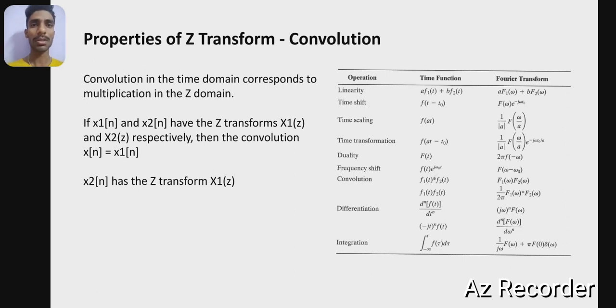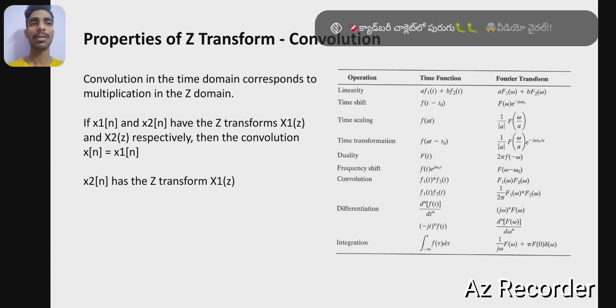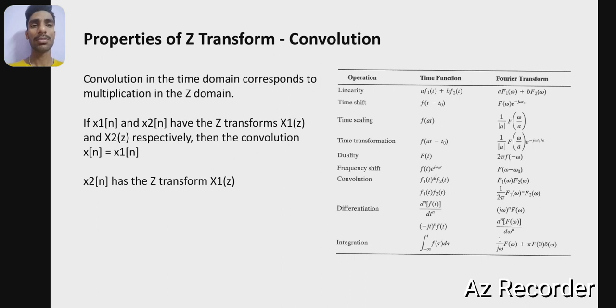Properties of the Z transform: convolution. Convolution in the time domain corresponds to multiplication in the z domain. If x1[n] and x2[n] have the Z transforms X1(z) and X2(z) respectively, then the convolution x[n] equal to x1[n] convolved with x2[n] has the Z transform X1(z) times X2(z).